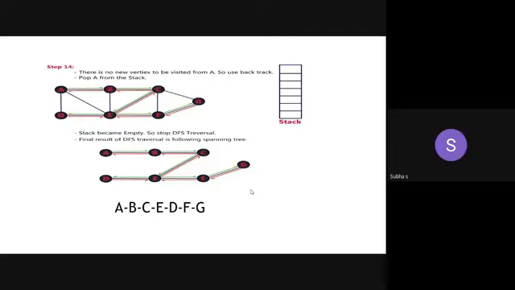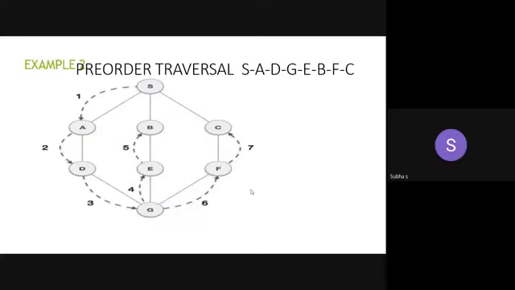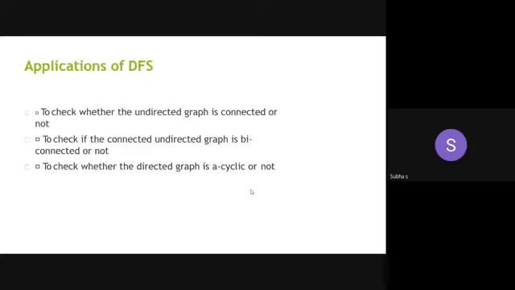You have to understand the difference between this DFS and the BFS. This is mainly used for undirected graphs, mainly to check whether the graph is connected or not.